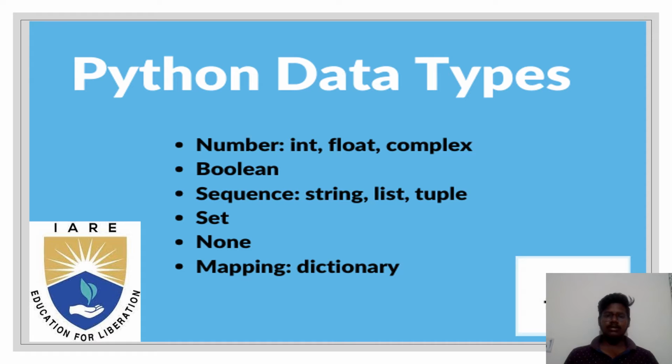These are the data types which are present in Python. First one is numbers like integer, float, complex, and second one is boolean data type, and third one is sequence data type. In sequence data type, they contain string, list, and tuple. And the next one is set data type, and the fifth one is none data type, and the last one is mapping data type, that is nothing but dictionary.